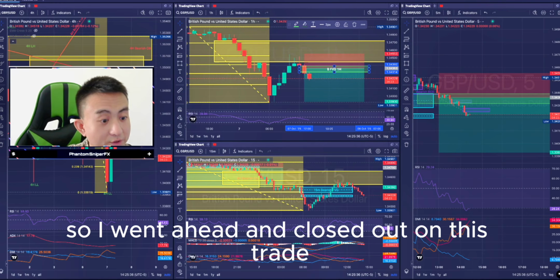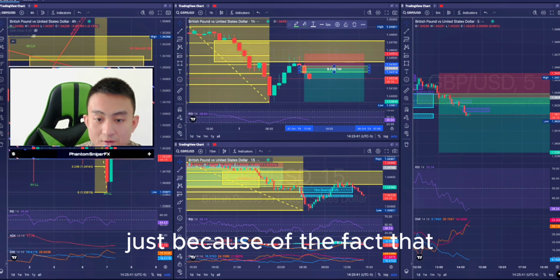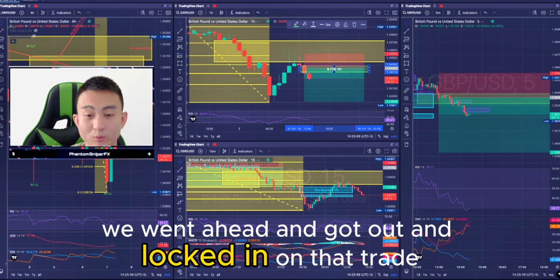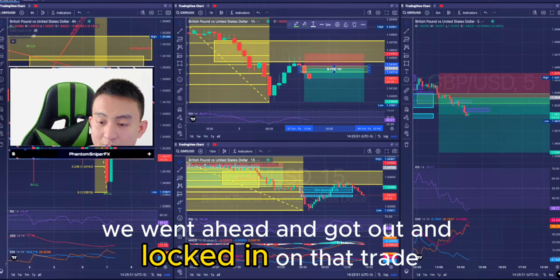Alright guys, so I went ahead and closed out on this trade just because the RSI was getting close to a full reversal. So we went ahead and got out and locked in on that trade.